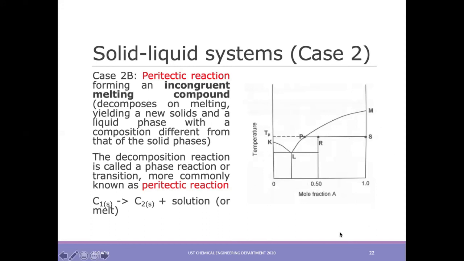To summarize the discussion on binary systems, we discussed miscible liquids, ideal and non-ideal. We also discussed partially miscible liquids. We also discussed immiscible liquids and condensed phase, or common examples of solid-liquid systems.